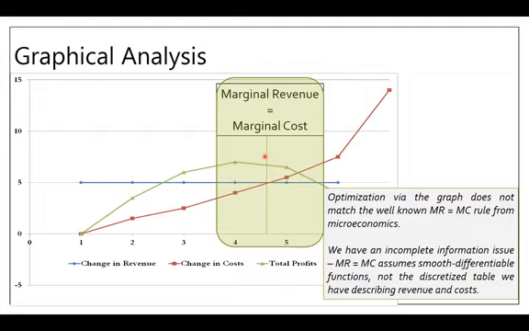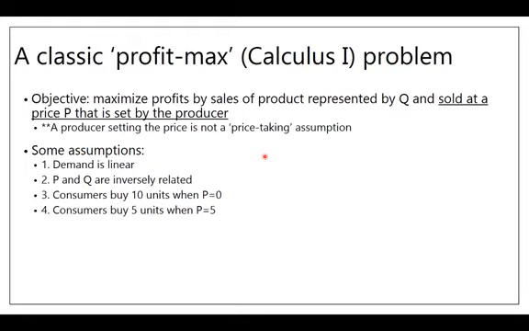Anytime we have these sort of discrete problems, we don't have the smooth curve that you could take a derivative of. With these sort of discretized tables, we don't get the classic results from economics. If you want to get the classic results from economics, you need to write a calculus problem out. And so let's do that.